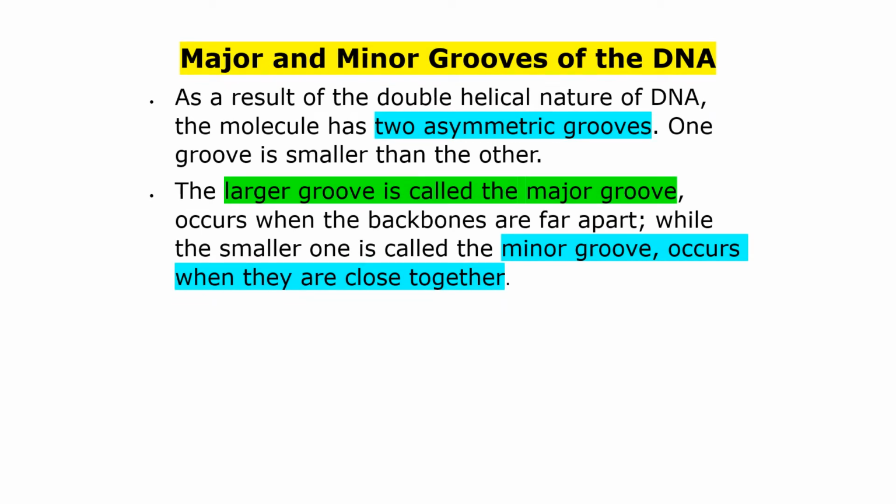So there is the presence of major and minor grooves in DNA. As a result of the double helical structure of DNA, the molecule has two asymmetrical grooves. One groove is smaller than the other. The larger groove is called the major groove, which occurs when the backbones are far apart, while the smaller one is called the minor groove, which occurs when they are close together.